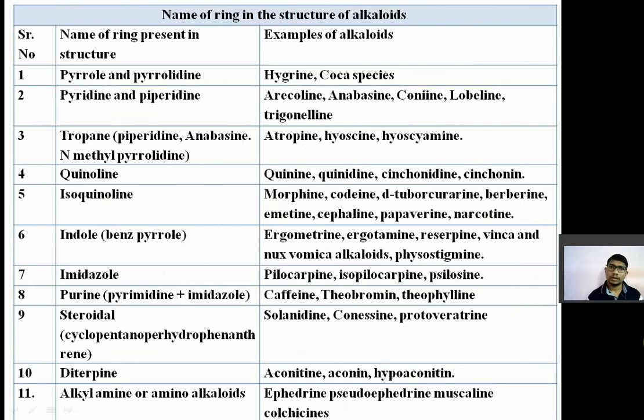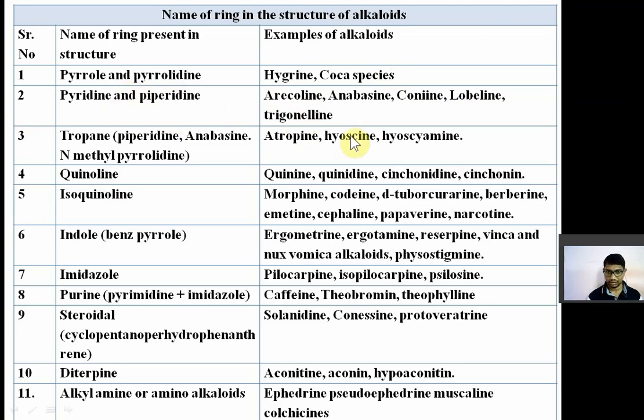Now next we'll see the different alkaloids and the ring present in them. Many questions have already been asked on this: what kind of ring is present in what kind of alkaloid. So I have listed this in front of you. The hygrine alkaloid and coca alkaloids like cocaine and ecgonine will have pyrrole and pyrrolidine rings. Then arecoline, anabasine, coniine, lobeline, trigonelline will have pyridine and piperidine rings in their structure.